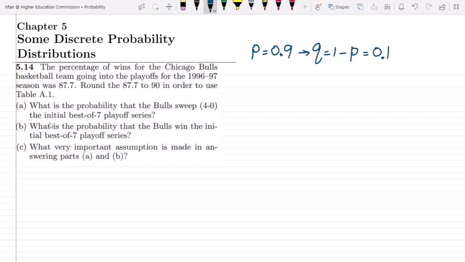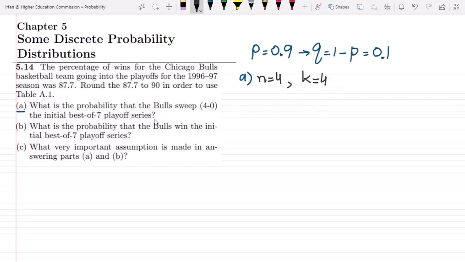On the basis of this data, what do we have to do? We have to find the answers of some parts of it. Part A of this question is: what is the probability that the Bulls sweep 4-0 the initial best of 7 playoff series? Sweep means the Bulls will play 4 games, and out of those 4 games it has to win all 4 games.